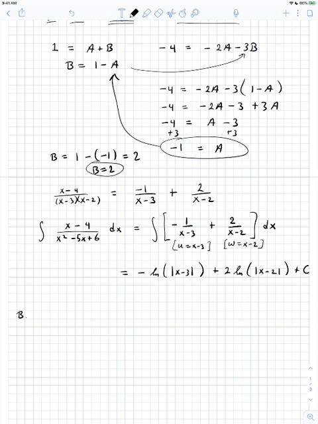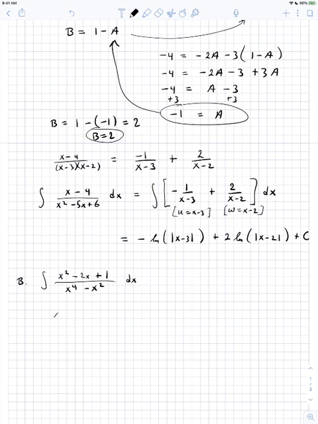For example B, we're going to integrate, and this will be a rational function again. In our numerator, we'll have x squared minus 2x plus 1, and in the denominator, we'll have x to the 4th minus x squared dx. In order to use the method of partial fractions, you need to know what all of the factors are in your denominator, so it's important that you factor it. Let's do that here.